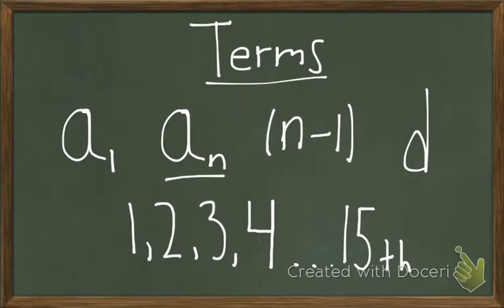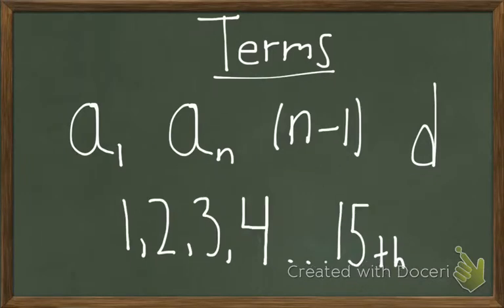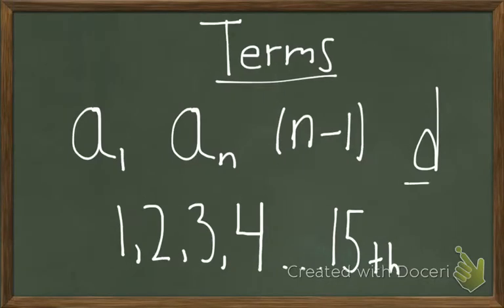Next, an is a term that you're trying to find in a sequence. So because we're trying to find the 15th term, an equals 15. Next, n-1 is just the term that you're trying to find minus 1. So because we're trying to find the 15th term, you do 15 minus 1, and you get that n-1 equals 14. And finally, d is just the second term in a sequence minus the first one. So here you do 2 minus 1, and you get that d equals 1.